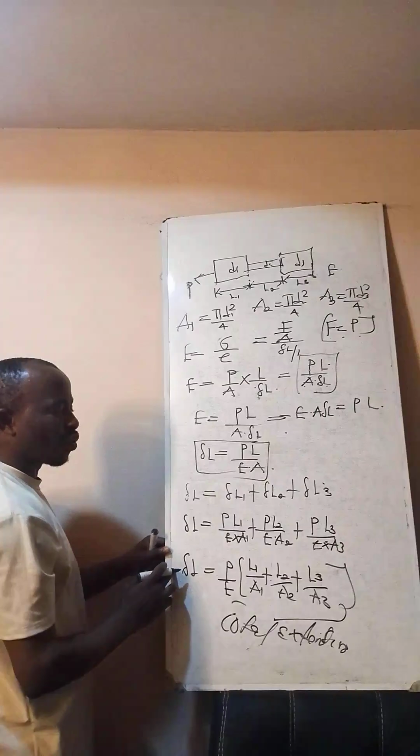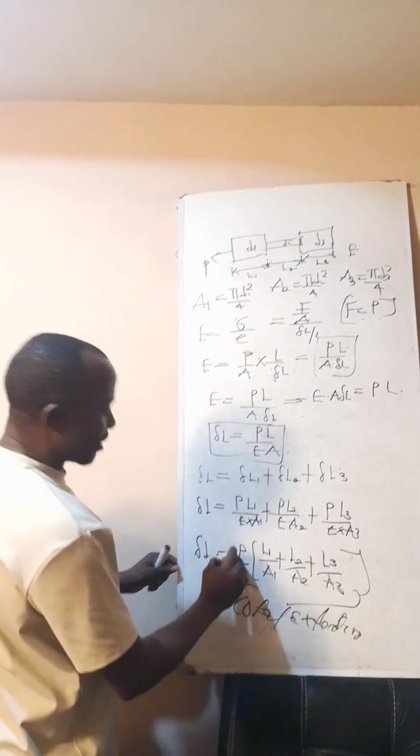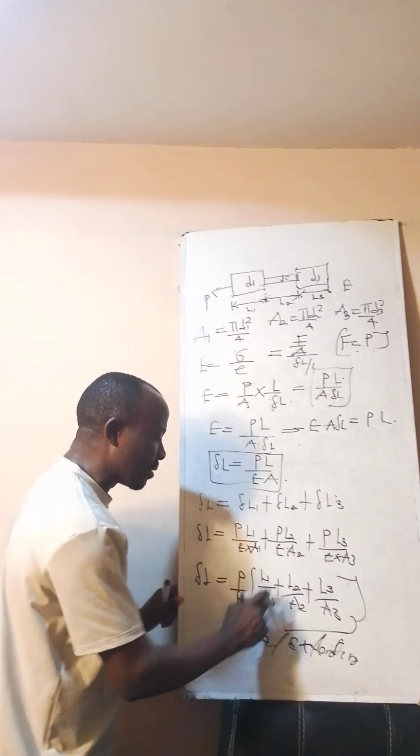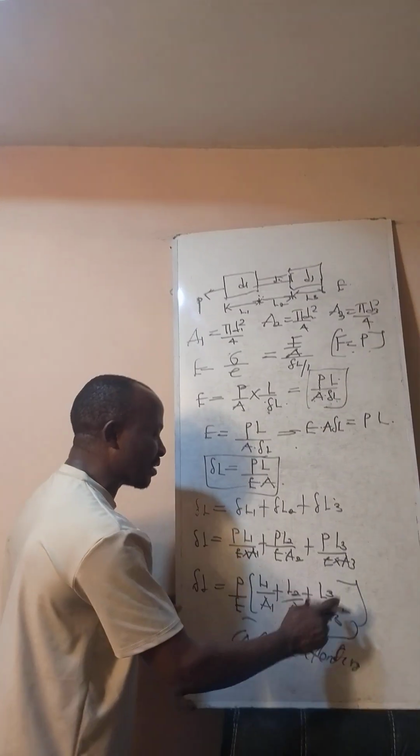So finally, to get the total extension of this steel bar is load all over Young modulus, all of the bracket, L1 over A1 plus L2 over A2 plus L3 over A3.